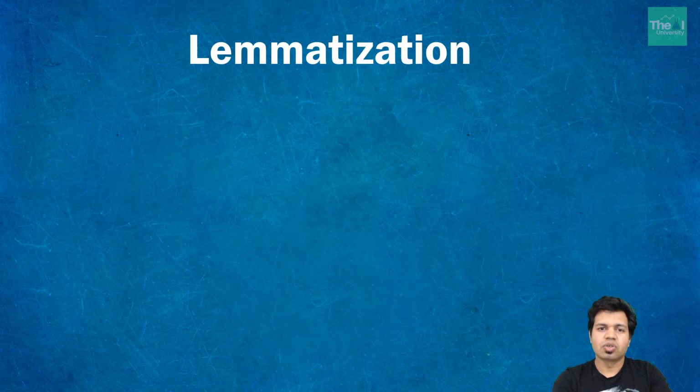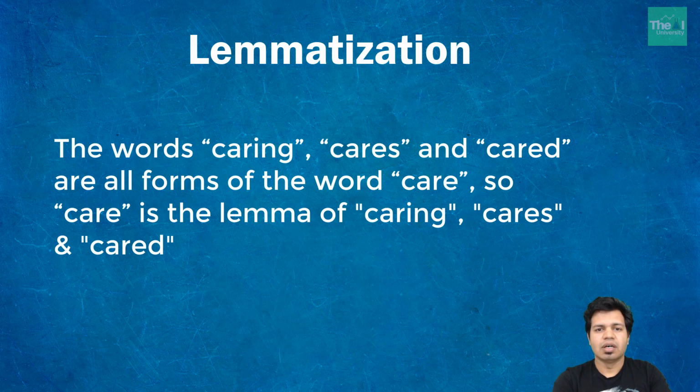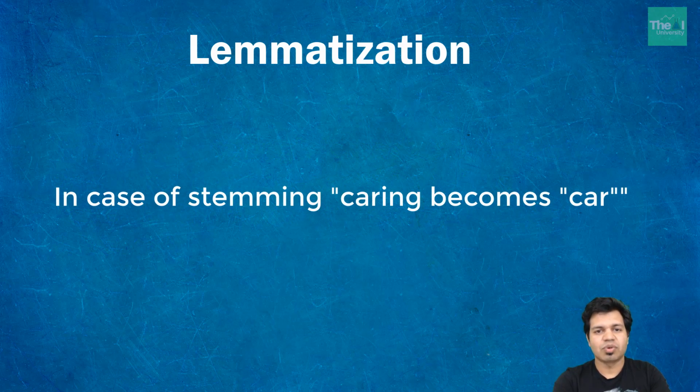Although it seems closely related to the stemming process, lemmatization uses a different approach to reach the root forms of words. Let me take one more example here. Caring, cares, and cared are all forms of the word care. So care is the lemma of all the previous words, whereas in stemming, caring becomes car. That's the difference between these two, because lemmatization is using part of speech tagging, which gives you the right lemma.